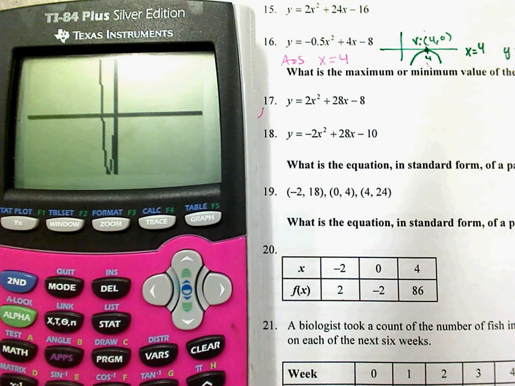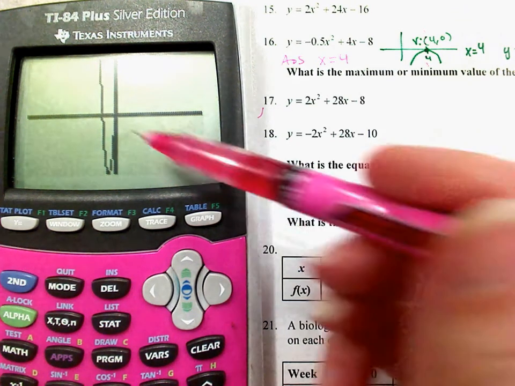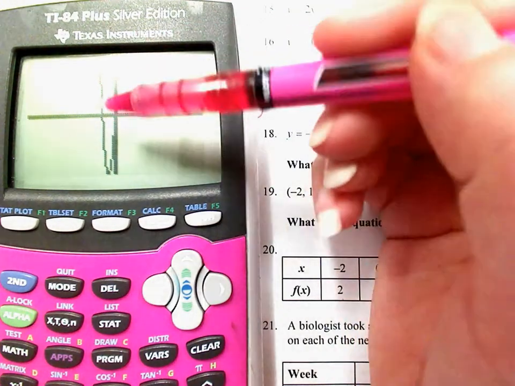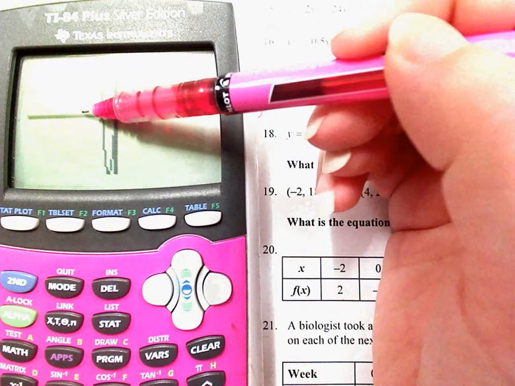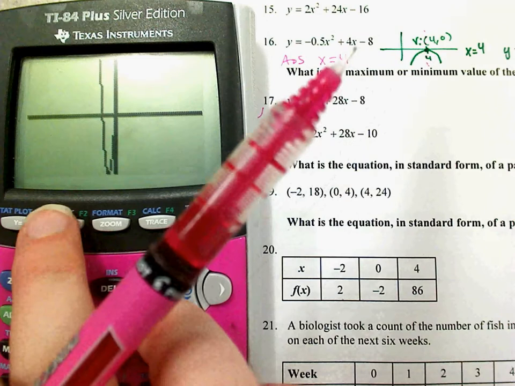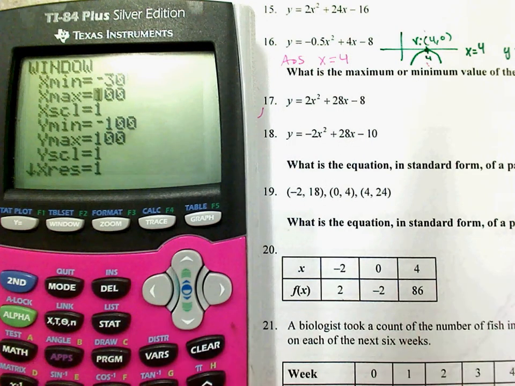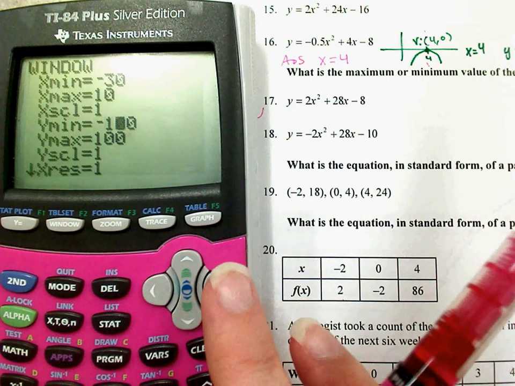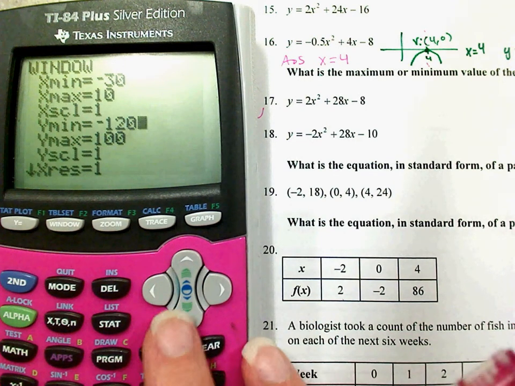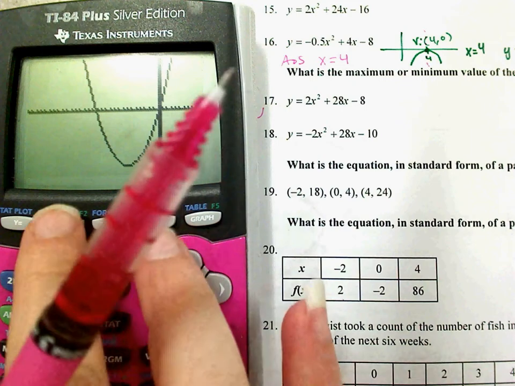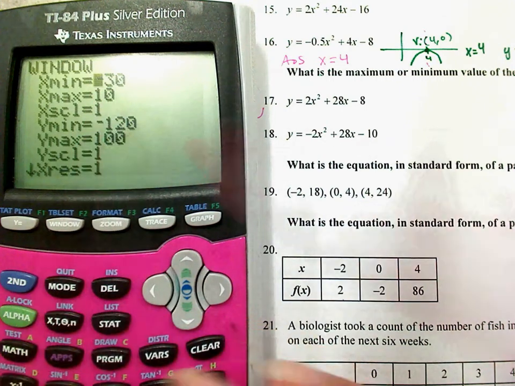So did I need to go all the way that far on the right? No, so I'm actually going to zoom in a little bit. I'm only going to go from like negative 30 to like 10 on x, because I don't need to go that far out. Negative 30 to 10. The minimum looked like it was kind of close to the minimum, so I'm going to make that 120, just so I can go a little bit lower. All I did was zoom in on the x, because I knew I didn't need to be so far out. I zoomed in, and then I went a little bit lower just so I could make sure I could see that low point.